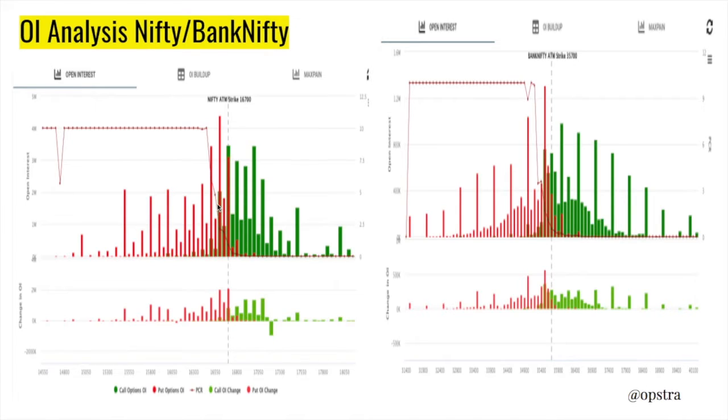You can see the charts of the open interest data here clearly, right? This looks like a bullish chart because it shows put writing is more. Here also put writing is more on the Bank Nifty right side. So we have seen that.